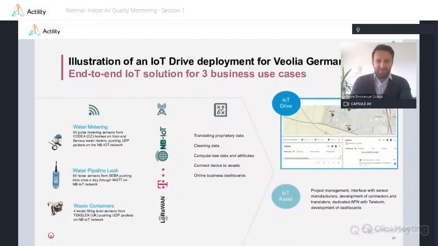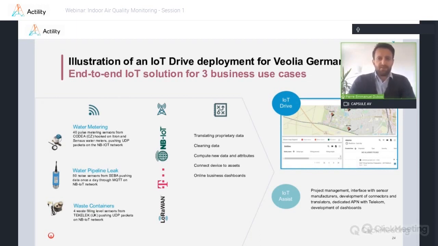Amongst the first IoT Drive-based projects launched, Birdz has worked with Veolia Germany on a pilot project. The objective of this project was to integrate data of three different use cases. So first, water metering, second, water leak detection, and third, waste container filling sensors. All of these sensors coming from three different manufacturers, I believe Kodea from Czech Republic, Tekelec from the UK, and Seba from the US. And all of them performed on NB-IoT connectivity and LoRaWAN.